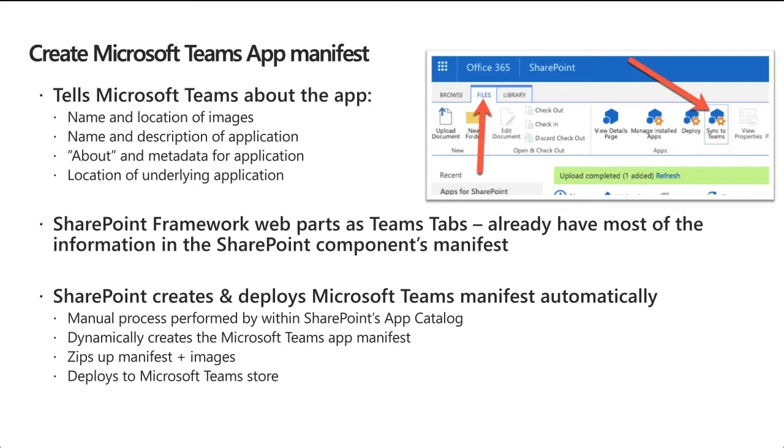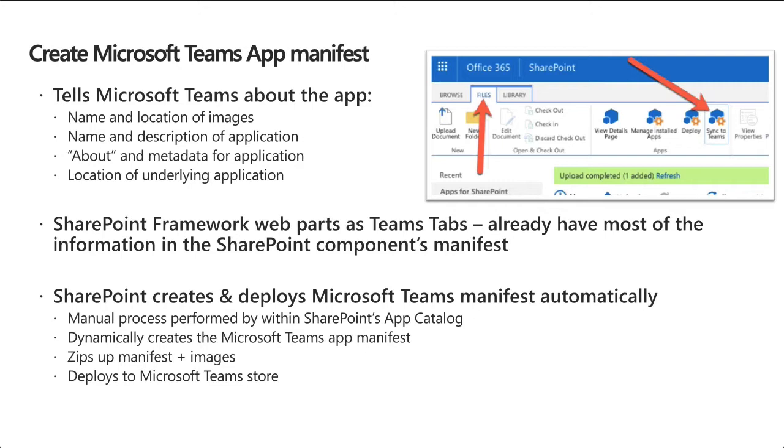the SharePoint Online Tenant App Catalog is going to create the Microsoft Teams app manifest and the zip file package that contains the images and the manifest. It's going to create all of that on the fly and automatically deploy it over to the Microsoft Teams store. So it makes your installation process really simple.